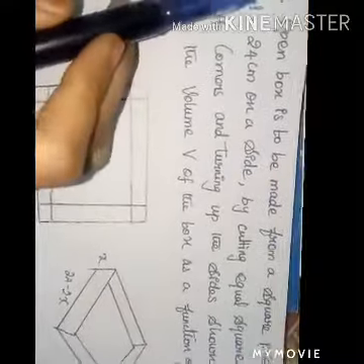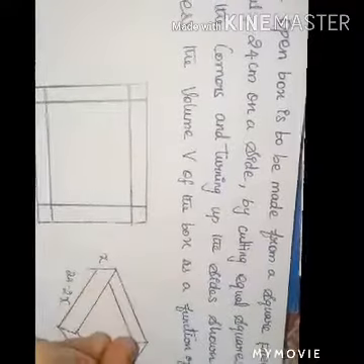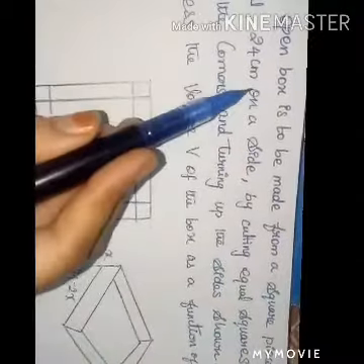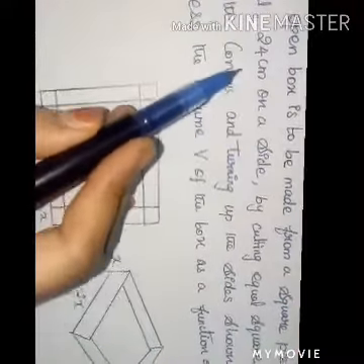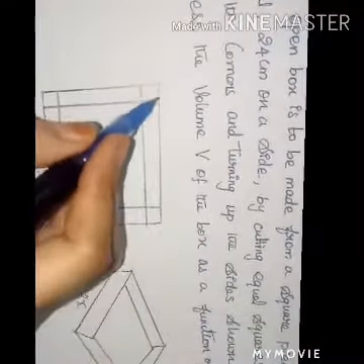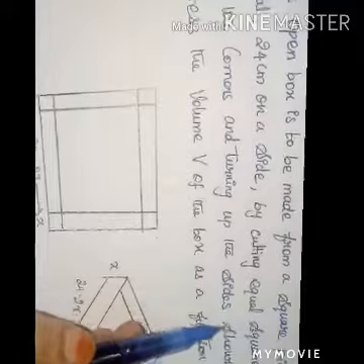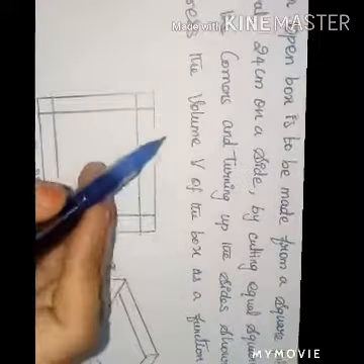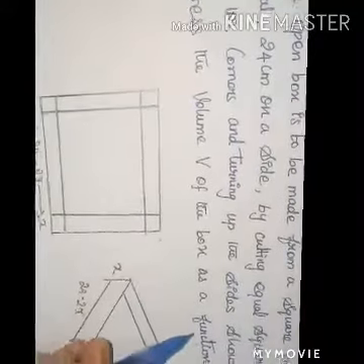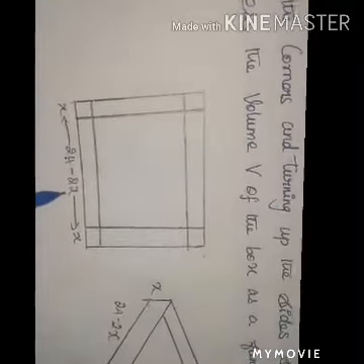Question number 7. Listen to your question carefully. An open box is to be made from a square piece of material, 24 centimeter on a side. By cutting equal squares from the corners and turning up the sides as shown, turning the box like this. Express the volume V of the box as a function of x. First, the side is 24 centimeter.